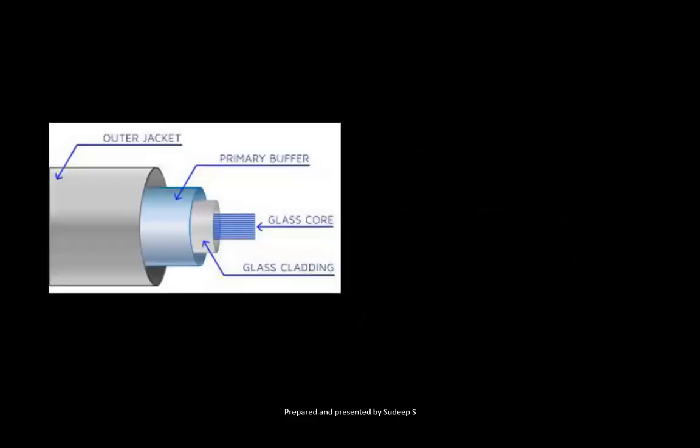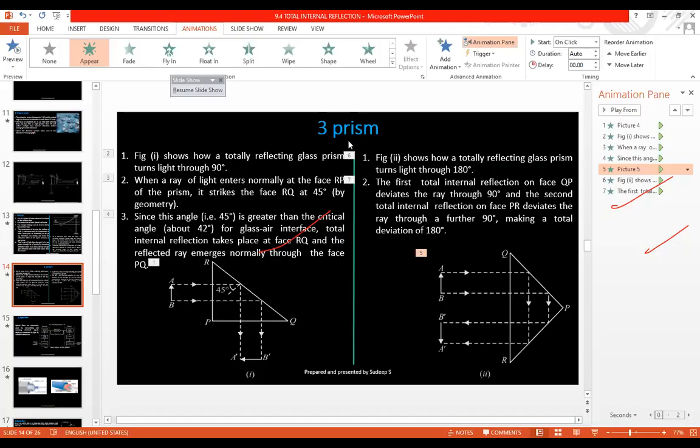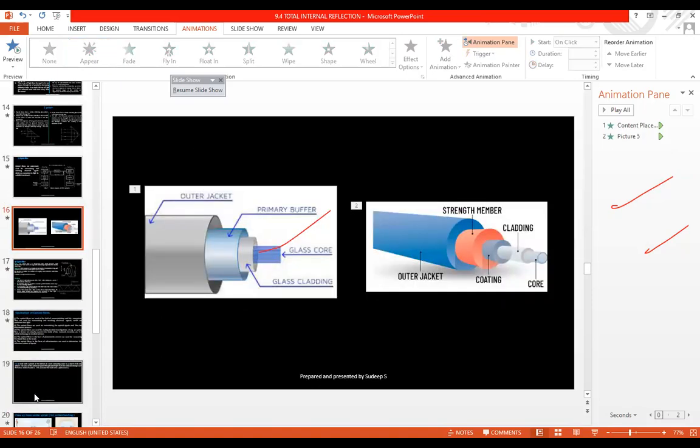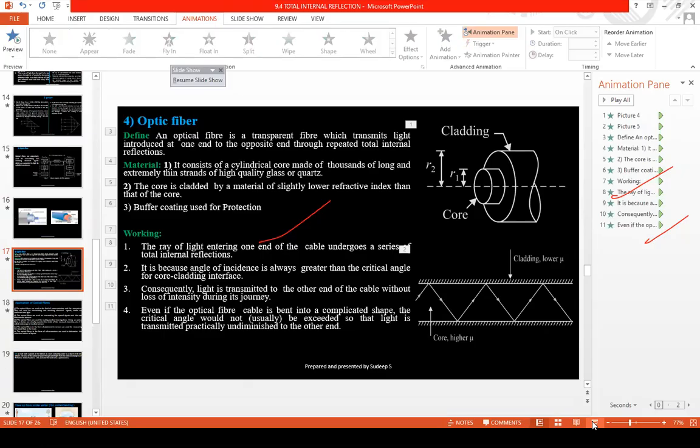So we can see here that it has a core, the main part here is the core, and it is covered by cladding. Then it is covered by a buffer coating, so it is made up of 3 layers. We can say that it is made up of 3 layers, that is core, cladding, and the buffer coating. The buffer coating is used for the protection part.